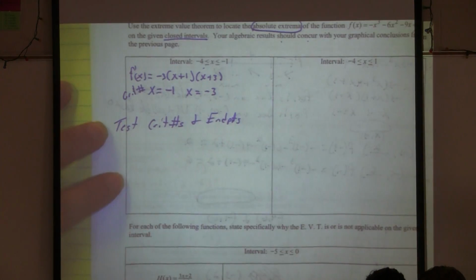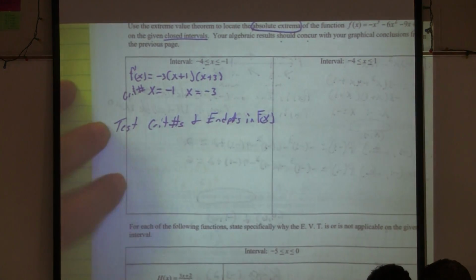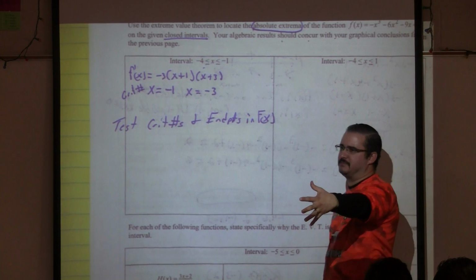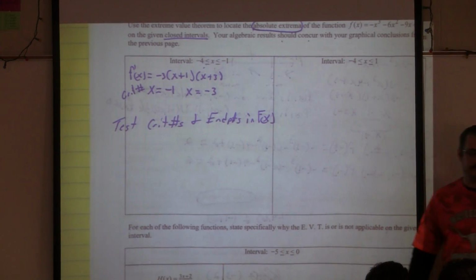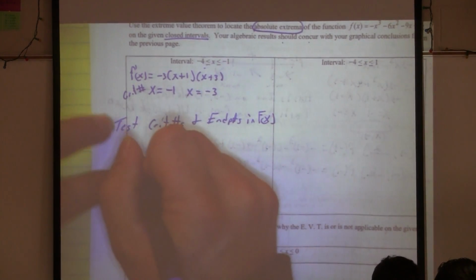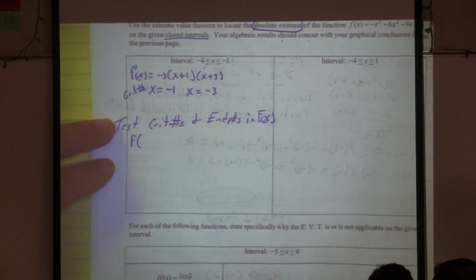And the endpoints in who? The original function. Okay, because that's where I'm going to have maximums and minimums on the original graph. So I need to get these numbers plus the endpoints and test them. So I'll be nice and I'll let you use your calculator. So we're going to find f of what? What's the first endpoint?